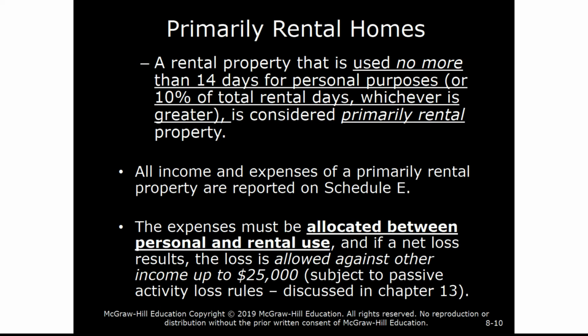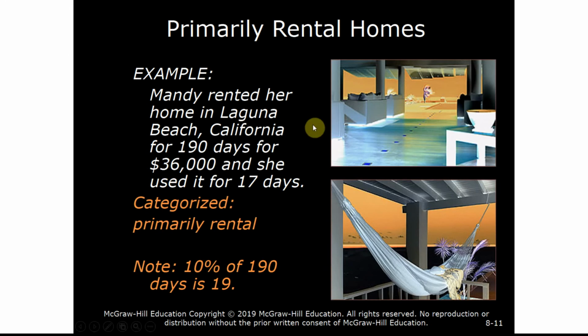For our purposes in Chapter 8, we're going to focus on how to determine whether the property is primarily personal, primarily rental, or personal rental, and then how to account for it. So here's a case where Mandy rented her home in Laguna Beach, California for 190 days for $36,000, and she used it for 17 days. Well, this would be primarily rental, because remember the test: it's not used for personal purposes for more than 14 days, or 10% of the days it's rented. 10% of the days it's rented is 19 days, 190 times 10%. So we ask ourselves, was it used for personal purposes for 19 days? In this case, it was not. It was only used for 17 days for personal purposes. That's below that 10% threshold. Therefore, this is a primarily rental property.